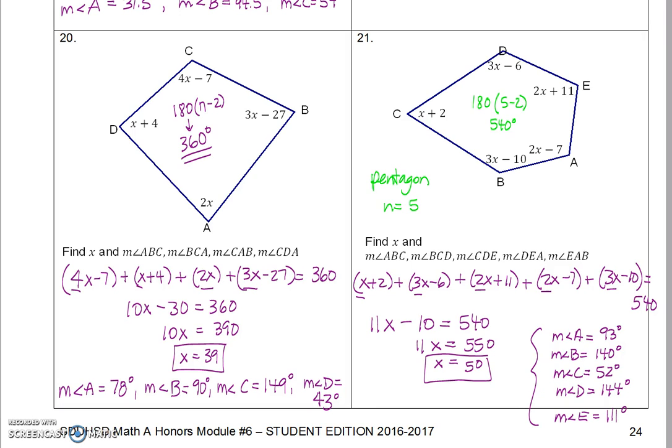Number 21, five-sided figure, also called a pentagon. The sum of the angles is 540 degrees. As a result, x is 50, and the angles in alphabetical order are 93, 140, 52, 144, and 111 degrees, respectively. That's the end of the lesson. So I made it under my 15-minute time limit. You may pause the video.